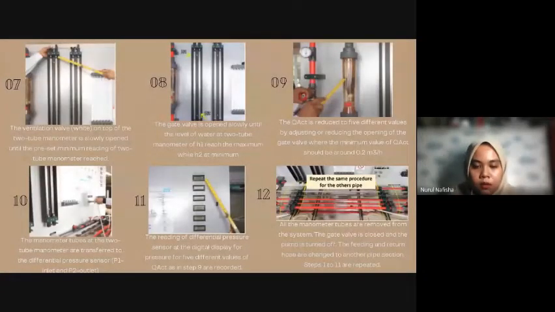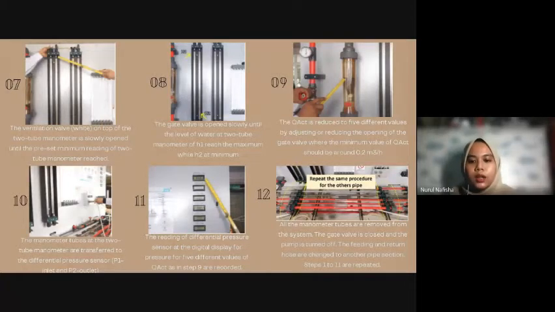For step 7, the ventilation valve, the white one on top of the 2 tube manometer, is slowly opened until the preset minimum reading of the 2 tube manometer reaches 25 millimeters for galvanized steel and PVC pipes, while 1 millimeter for copper, PVC 20 and PVC 32 pipes. After that, the gate valve is opened slowly until the level of water at the 2 tube manometer of H1 reaches the maximum while H2 is at the minimum.